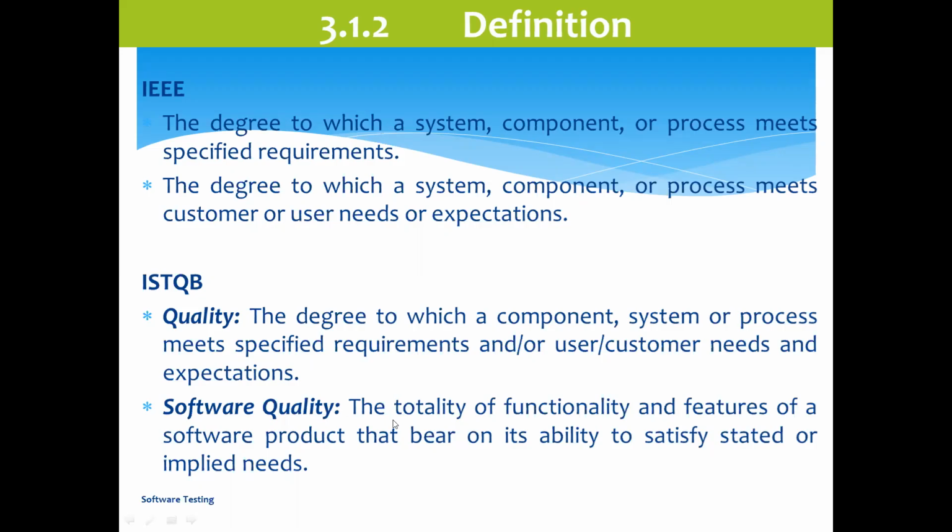So what is software quality? The total of functionality and features. Whatever functionality and features are available in the application, all the things need to be checked, and it should be able to satisfy the stated or implied needs. So what is mentioned in the requirement, it should be satisfied. The meaning is the same, only in different alternative ways the definitions have been given. So you can form a sentence in whatever way you understand, or try to remember any one definition.